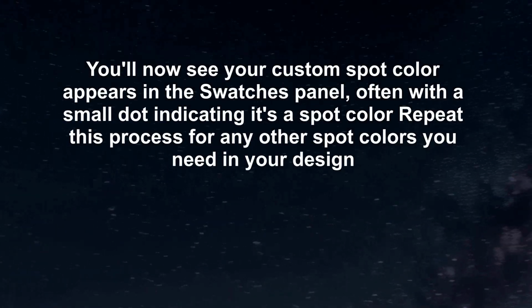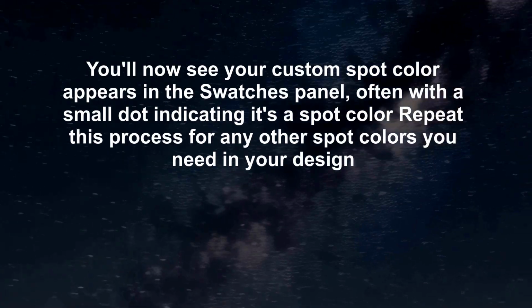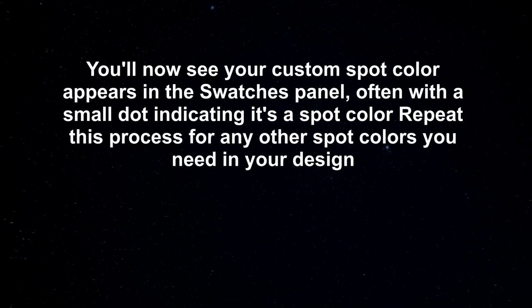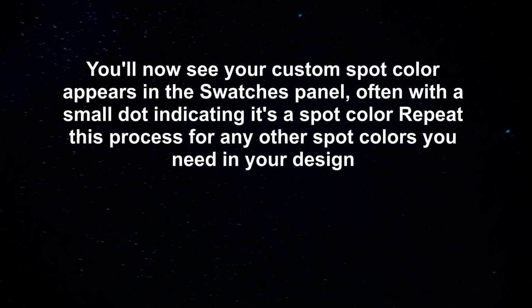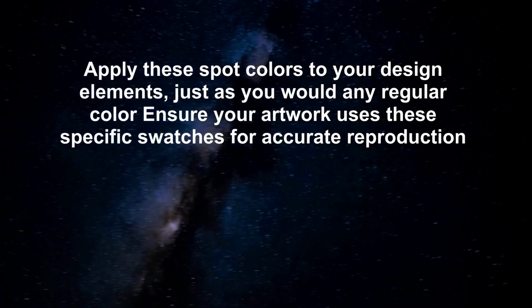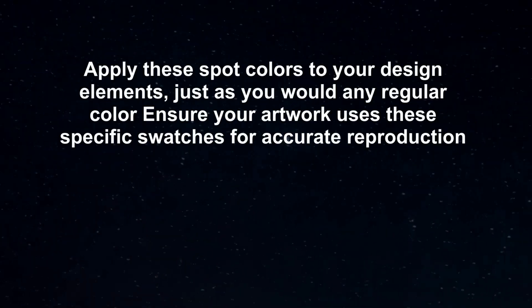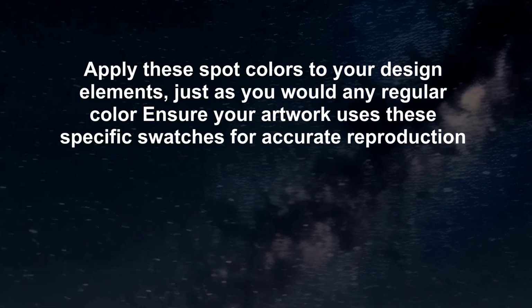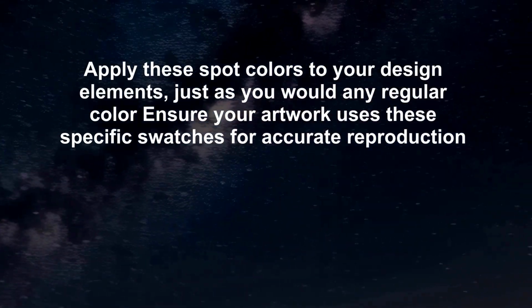You'll now see your custom spot color appears in the Swatches panel, often with a small dot indicating it's a spot color. Repeat this process for any other spot colors you need in your design. Apply these spot colors to your design elements just as you would any regular color. Ensure your artwork uses these specific swatches for accurate reproduction.